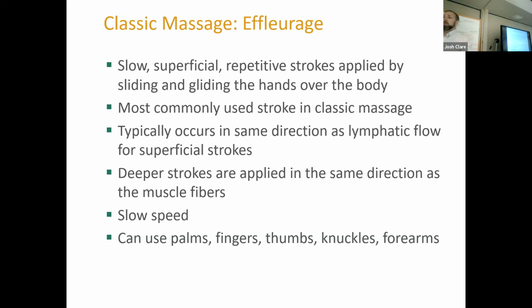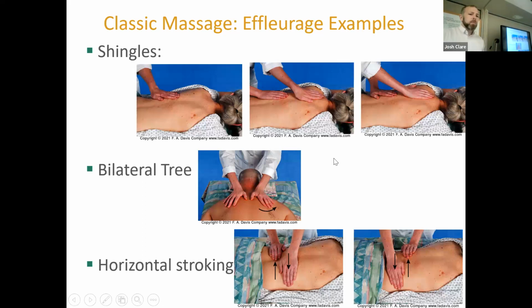So we'll be wanting effleurage strokes, sliding and gliding the hands over the body, now with a lot more lubricant. Typically it's the same direction as the circulation, and for really superficial, the same direction as the muscle fibers. Slow speed, using palms, fingers, thumbs, knuckles, forearms, whatever works for them. The three examples we have are shingles, bilateral tree, and horizontal stroking.